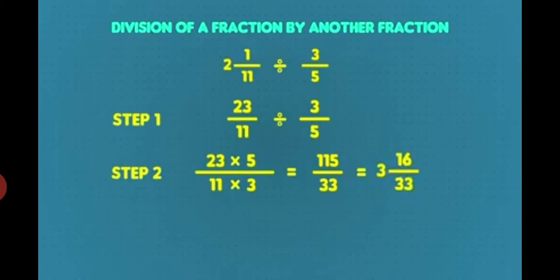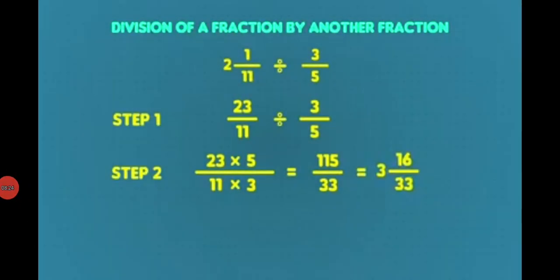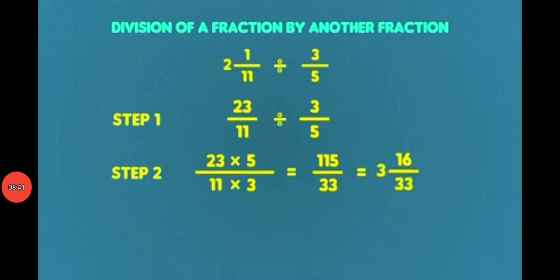Our next step is to find the reciprocal of 3 by 5. So the reciprocal of 3 by 5 is 5 by 3. So in the next step we shall write 23 by 11 into 5 by 3, and the next, as usual, we shall multiply the numerators and the denominators, and the final answer is 3 into 16 by 33.